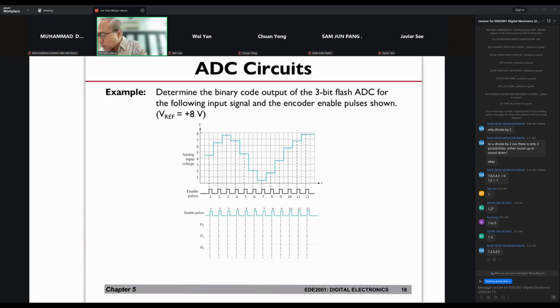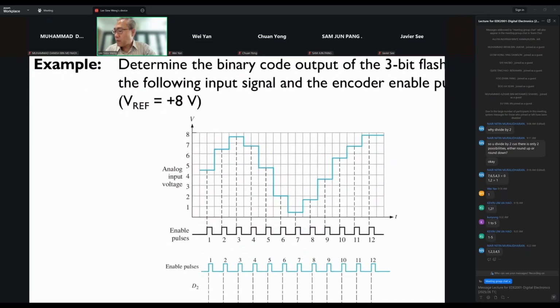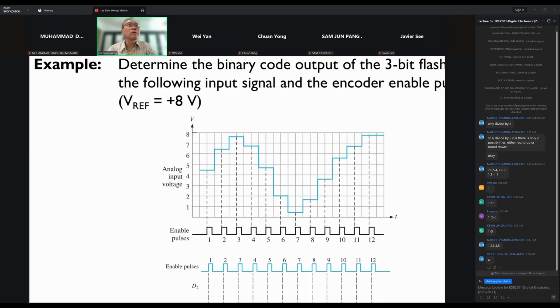Take a look at the first one, based on the analog input voltage. These are where the enable pulses are. So the priority encoder is only active during each of these positive pulses. Let's take a look at the first enable pulse. Now, the voltage is here. What will be the analog input voltage that it will be quantized to? Very good, it's 4 volts. That's correct. Remember, these are all the different voltage levels that you will be quantized to eventually.